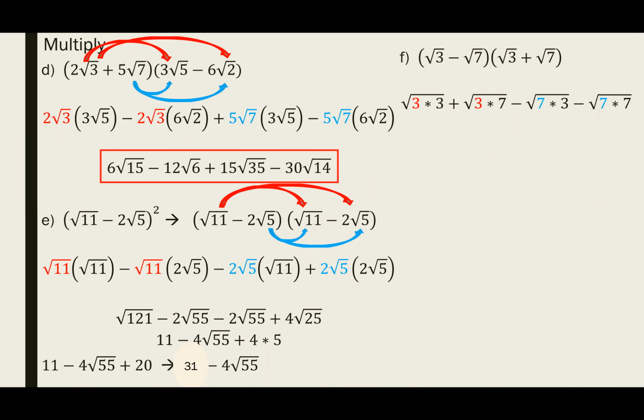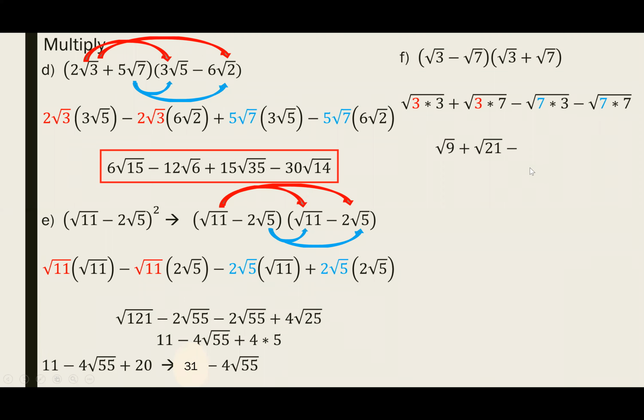of 3 will give me 3 times 3 on the inside. Square root of 3 times square root of 7 will give me 3 times 7 on the inside. And again, square root of 7 times square root of 3 will give me square root of 7 times 3, and square root of 7 times square root of 7 will give me 7 times 7 on the inside. And hopefully you guys see that this is what we have.